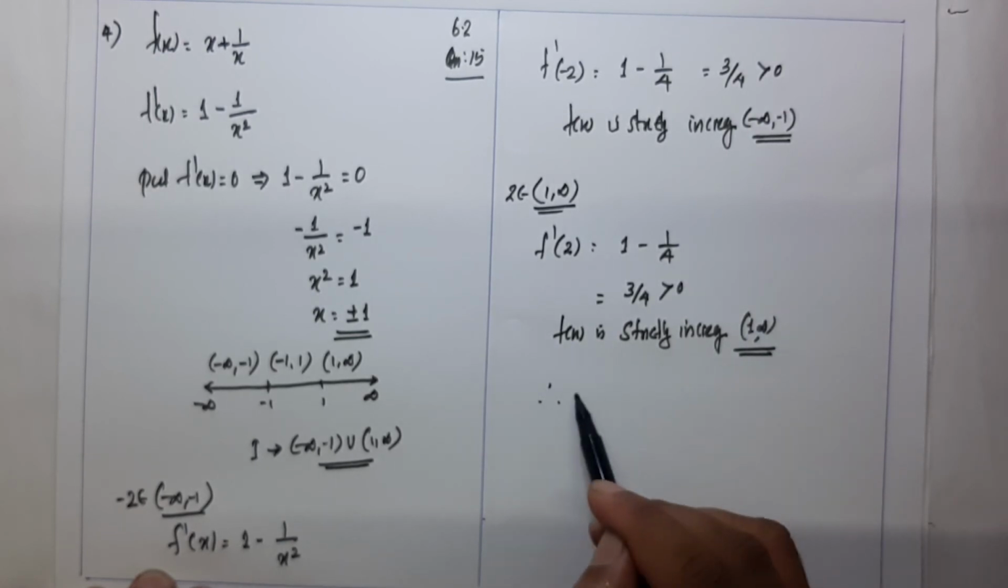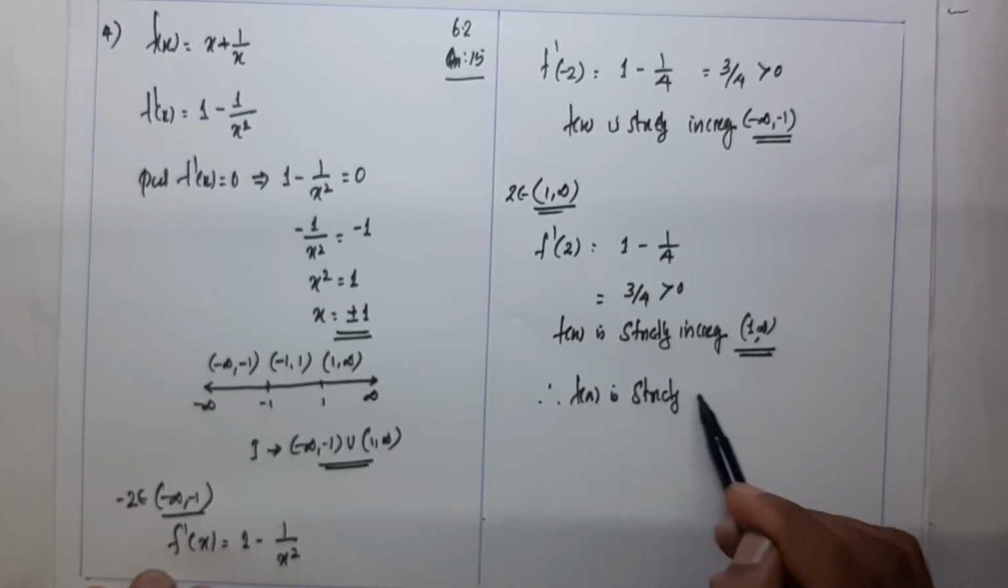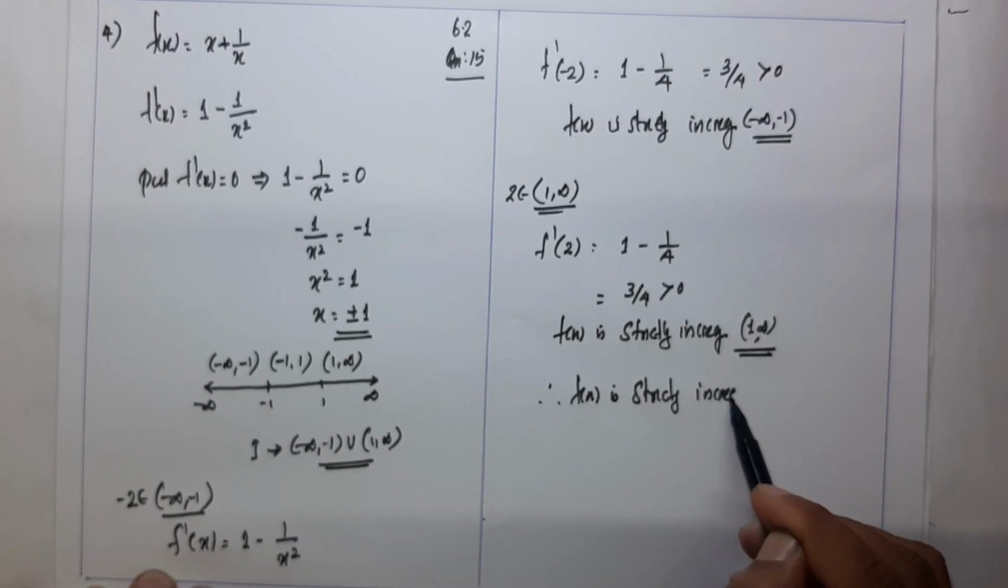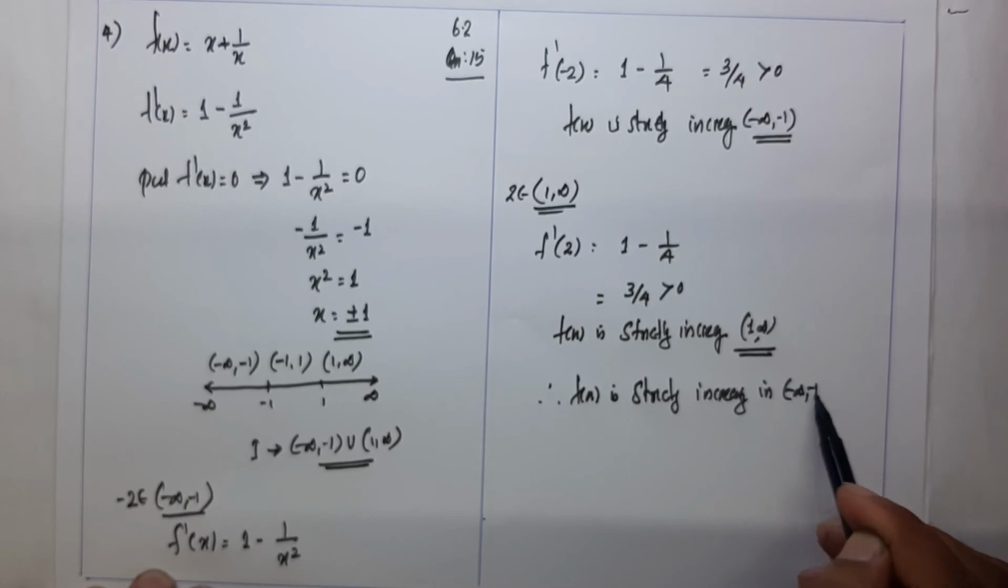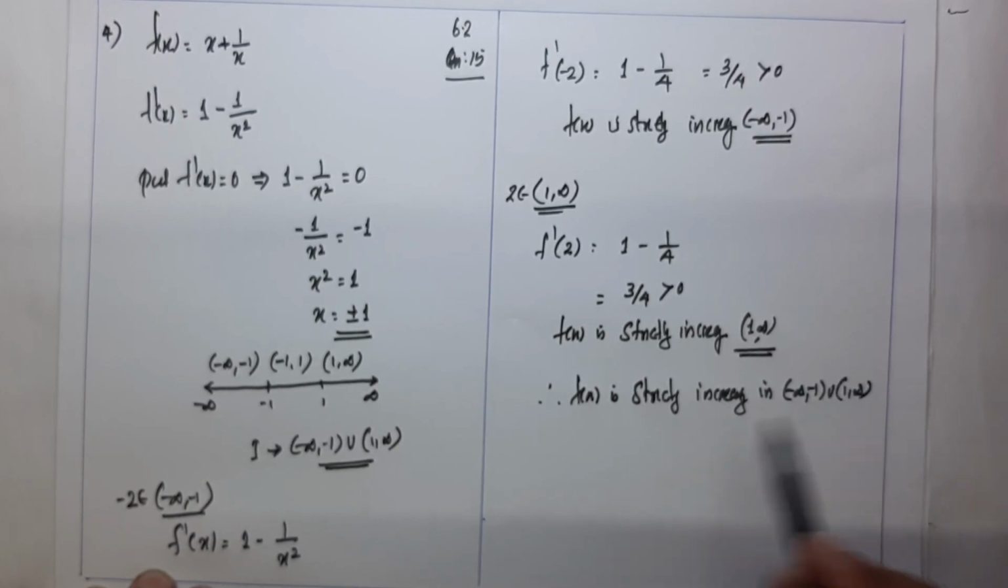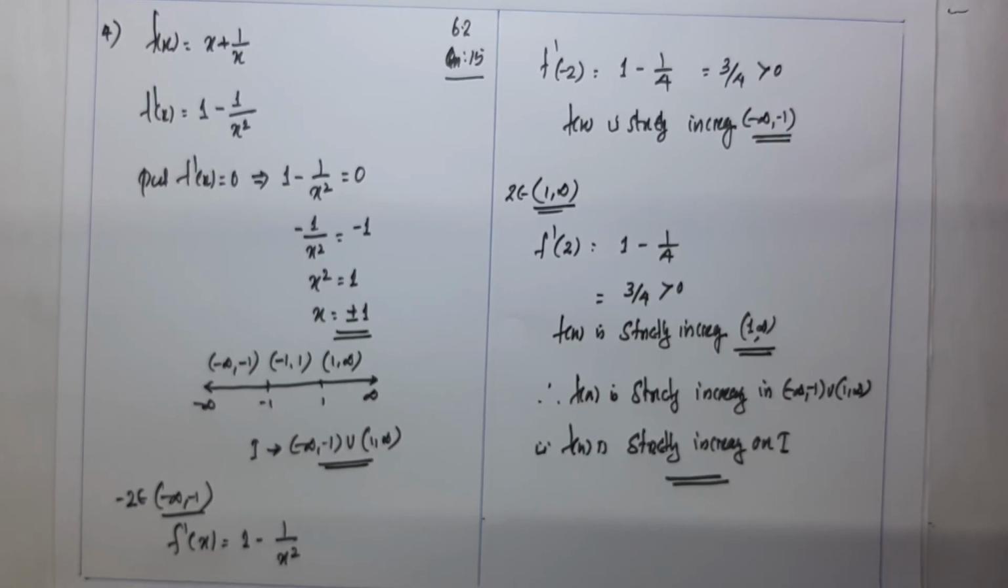And therefore our function is strictly increasing in the interval minus infinity to minus 1 union 1 to infinity. That is, f of x is strictly increasing on I. Here I means minus infinity to minus 1 union 1 to infinity. That's all. It's a very simple question also. Okay.